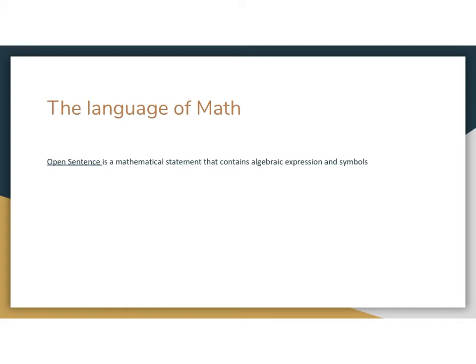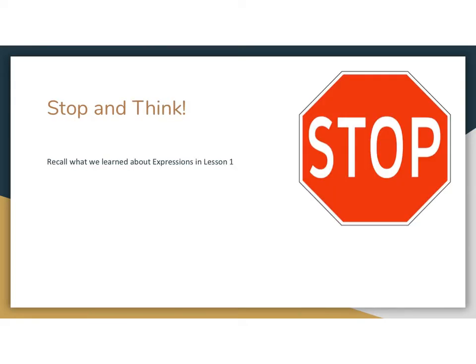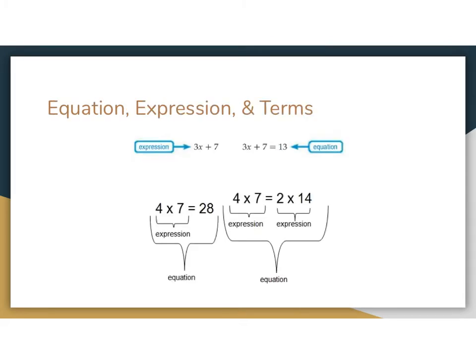Today we are going to be learning about, first, an open sentence and what that means. So an open sentence is a mathematical statement that contains an algebraic expression and symbols. Now let's stop and think. Recall what we learned about expressions in lesson 1. So go back through your notes and look at that. So we're going to be building on our knowledge of expressions today.